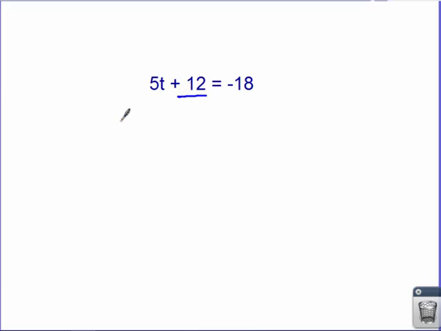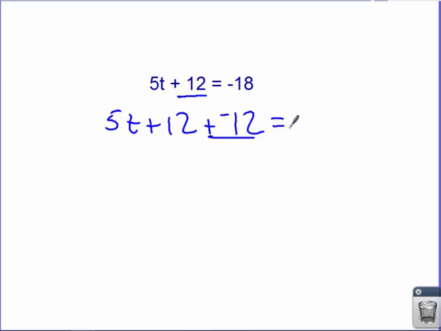So what I need to see, and I am expecting to see work. If I do not see this work, I will count your problem wrong. So I should see the following: 5t plus 12 plus negative 12. So we added the opposite to get rid of that 12 because my ultimate goal is to get that t by itself. Equals.